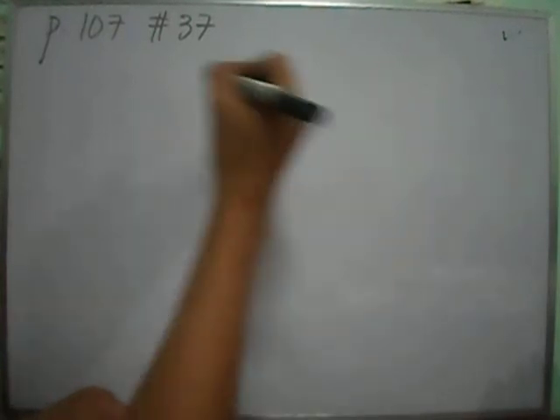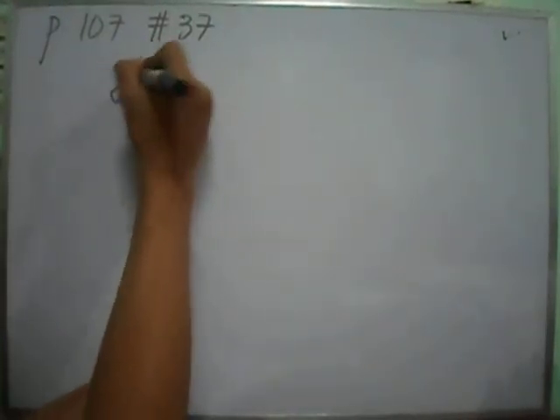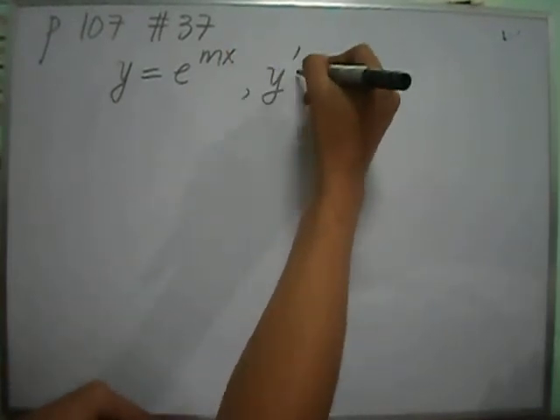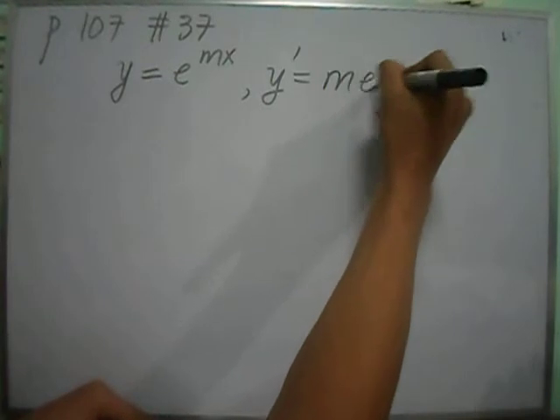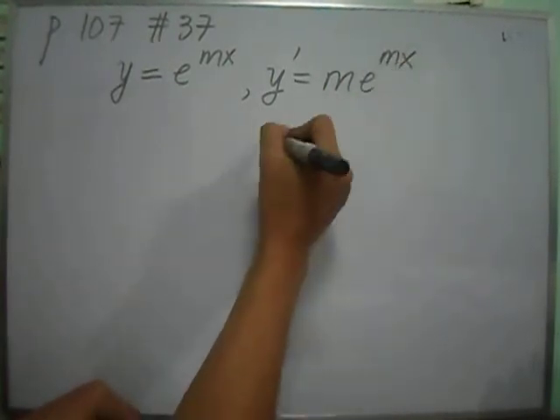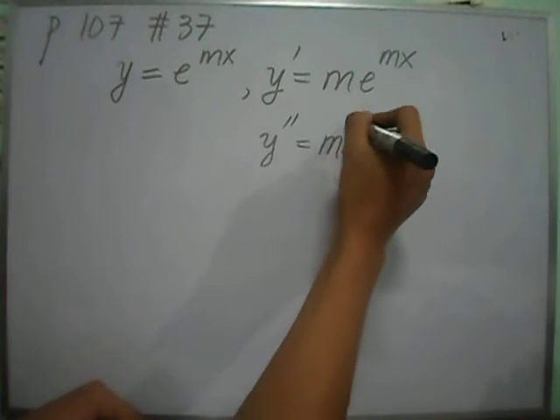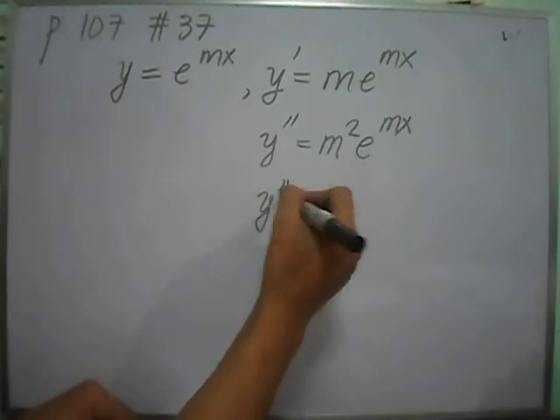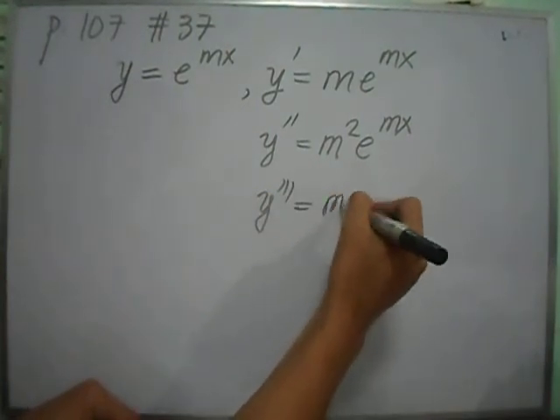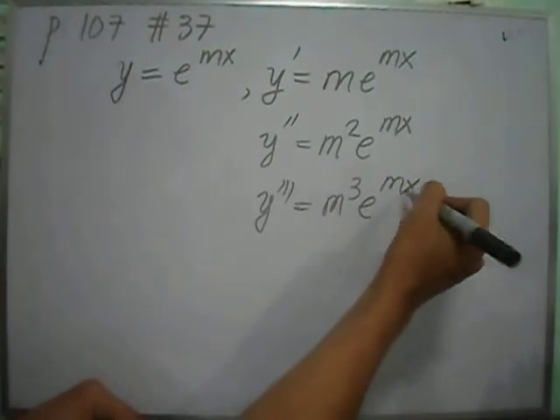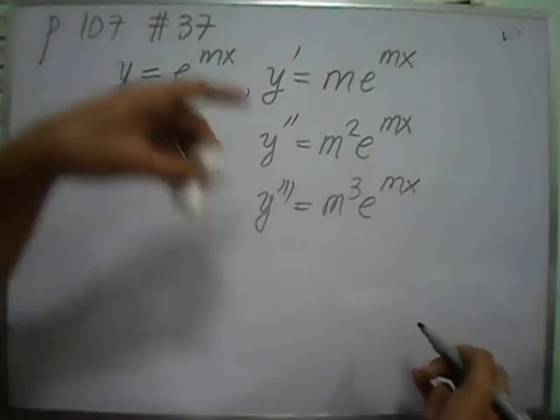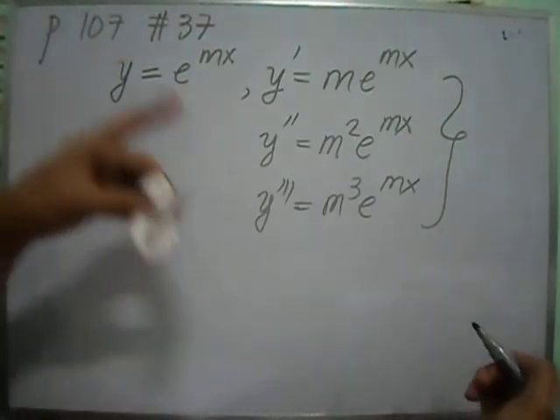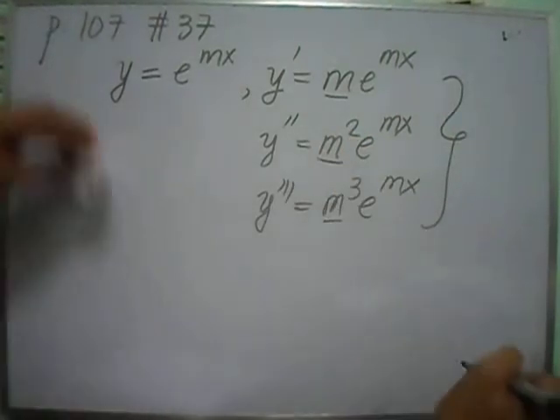We make some necessary substitutions. We let y be equal to e to the mx. Now when we differentiate this, we get y prime equals m e to the mx, y double prime equals m squared e to the mx, and y triple prime equals m cubed e to the mx. We're going to substitute these values into the given differential equation and then solve for the roots of m.